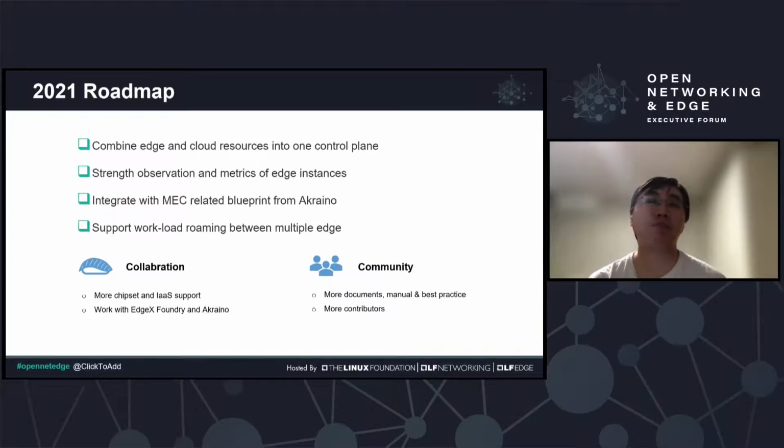At the same time, we'll strengthen the construction of documents and attract more contributors to the interesting Beetle project. And we are going to collaborate with more chipset providers and more infrastructure providers to support not only the x86 chipset, the ARM chipset, but maybe the RISC-V chipset in the future. And we are going to collaborate with more LF Edge communities such as EdgeX Foundry and Akraino to make more cooperation. Okay, next page, please.